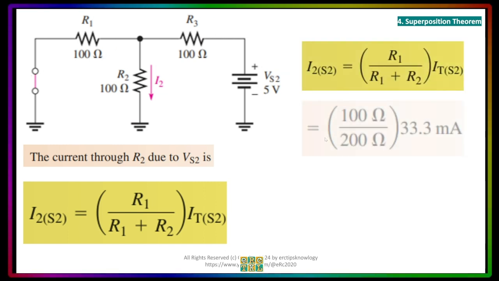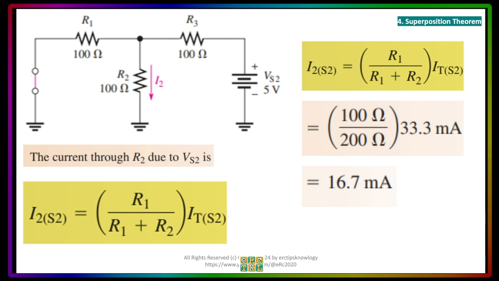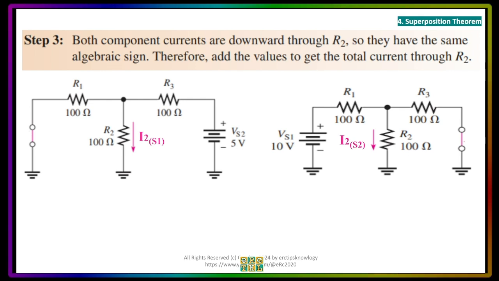That means the I total with respect to S2. So what will be the answer? If you substitute them, we will get 16.7 milliamperes. Positive. So it means the direction that we assumed is correct. But remember, we have I2 with respect to S1, and we also have I2 with respect to S2. So we have two I2s, right? So how will we find the final answer if we have I2 with respect to S1 and we have I2 with respect to S2?